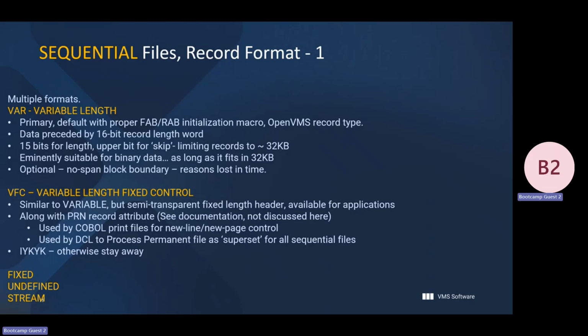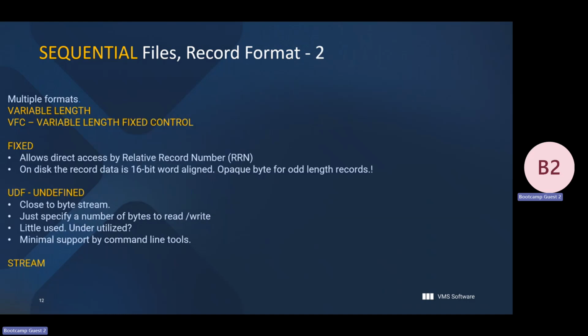Main format, variable length. Yeah. VFC, a variation on variable length. The easiest format is, of course, fixed. It allows direct access, because it's just a predefined number of bytes in a record. It allows direct access by record number. I mentioned that earlier. And on this, the record data is still 16-bit word aligned. So if you have an odd number of bytes, we'll start it at an even boundary, because that was more efficient on PDP-11s. That's fixed. How simple is that?